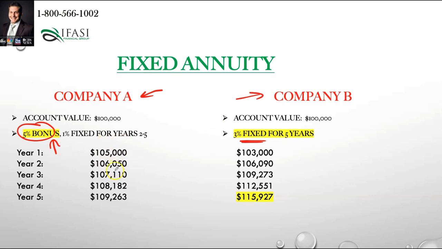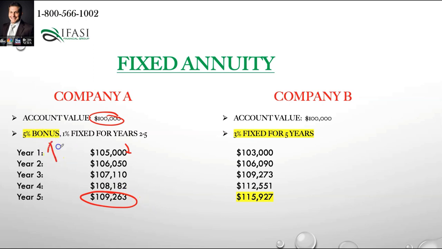But when you actually look at the math behind it, be mindful that these numbers are going to roll up with the power of compound interest because it's growing tax deferred. After the first year, this is going to grow from 100,000 to 105,000, then 106,150, et cetera. After 5 years, this account balance would be sitting at 109,263.